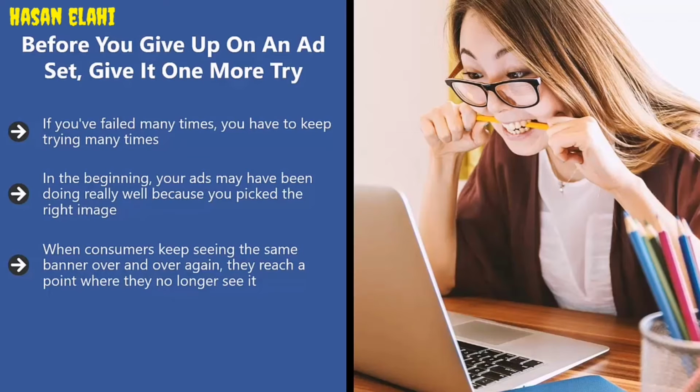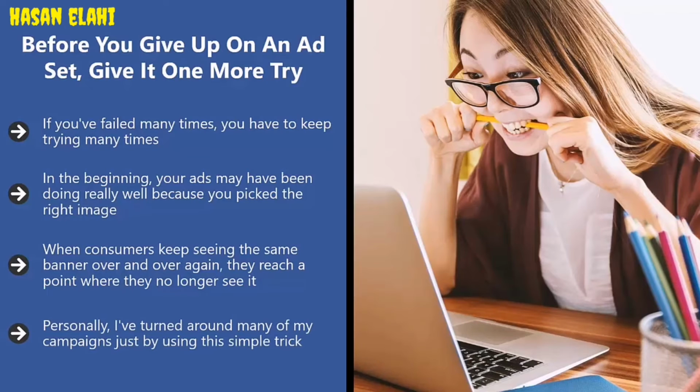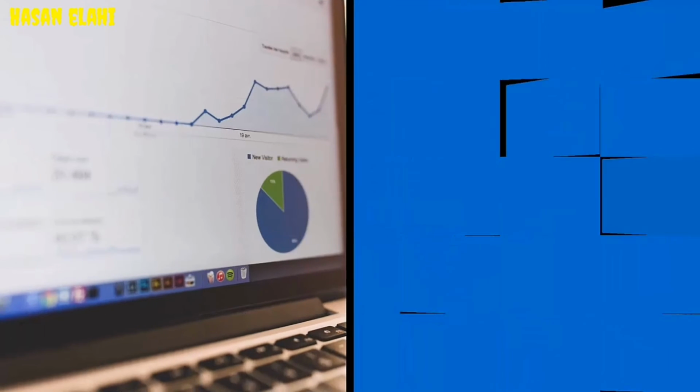If you look at your ad's performance and it was doing really well in terms of ROI in the beginning, and then all of a sudden it starts to drift down and eventually it drops off a cliff, you might want to change the image associated to your ad to cure banner blindness. Personally, I've turned around many of my campaigns just by using this simple trick. It seems basic, it even seems obvious, but it's very effective.